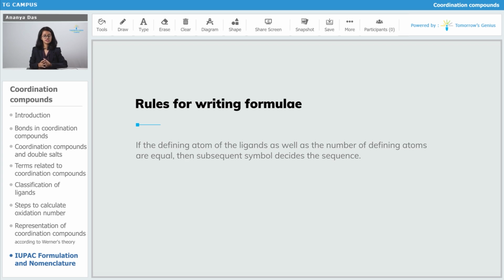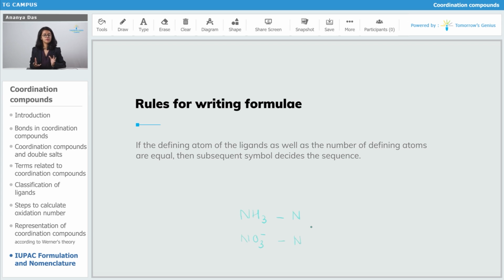Now the next thing is, if the defining atoms of the ligands, as well as the number of defining atoms, are equal, then the subsequent symbol decides the sequence. If you have NH3 and NO3 negative, in NH3 the first atom is nitrogen, so the symbol is N. In NO3 negative also, the first atom is N, so the symbol is N. So they are N and N.